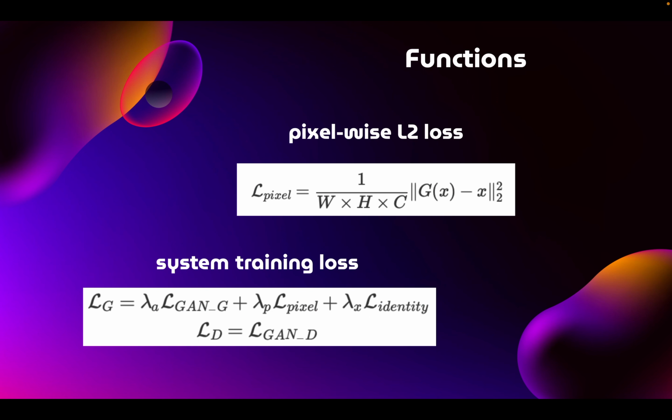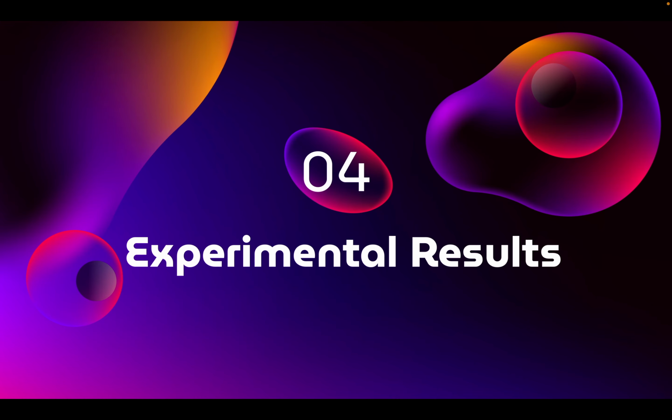Additionally, they used a function of a pixel-wise L2 loss in the image space, which was adopted to further bridge the input-output gap. In that formula, X denotes the input face and W, H, and C correspond to the image shape. They also used the function that we can see below that was used specifically to calculate the training loss. So now let's see how they tested the GAN method.